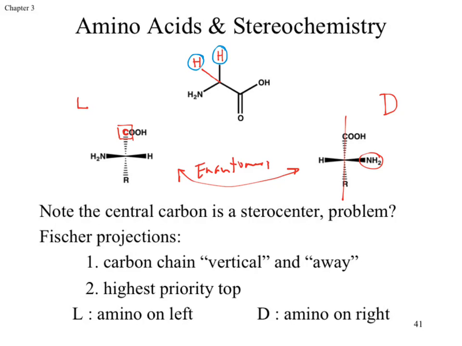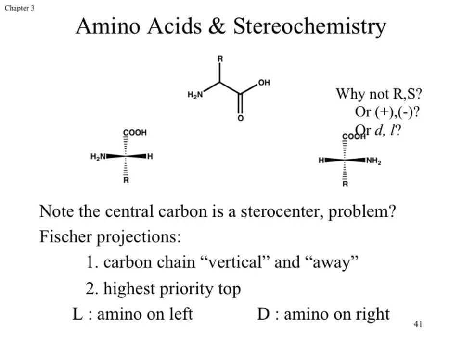The next thing to watch out for, you'll notice that I used capital letters. Why not lowercase letters? Lowercase letters are an entirely different system. Capital L and capital D come back to referencing the chirality with respect to your Fisher projection. And it will rear its head again when we look at carbohydrates. So avoid references to R, S, plus, minus, or lowercase d and l, because those are all slightly different systems, and we want to avoid that thought process.